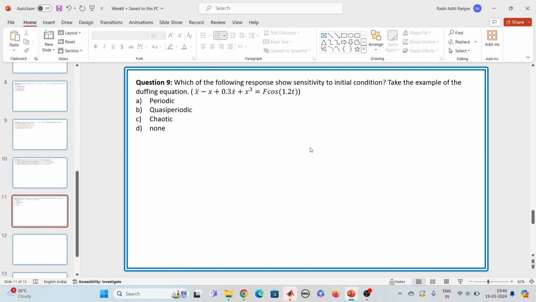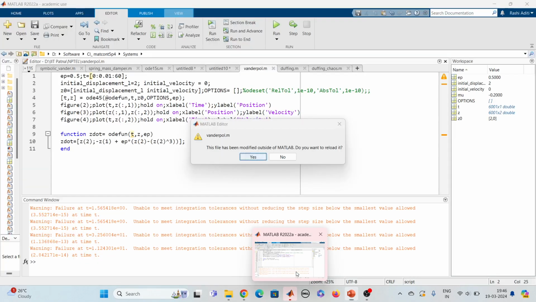Which of the following responds to sensitivity to initial condition? Take the example of the Duffing equation. When I say sensitivity towards initial condition, what I mean is, if I give a very small change in my initial condition, how would my response be after a certain time? Right, so I've already written the MATLAB code for this equation.